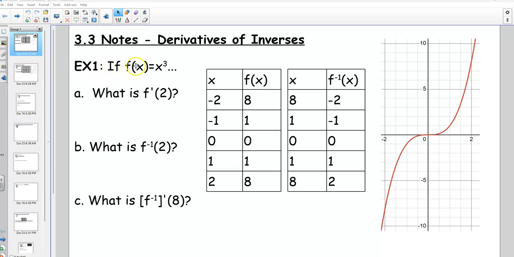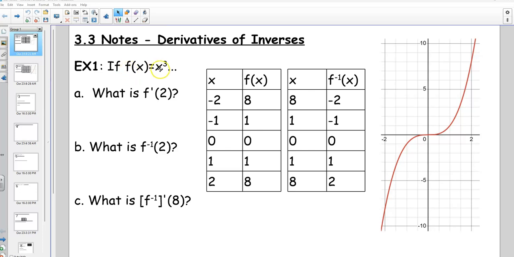Here we're going to start with f of x equals x to the third power. So I have given us a table for f of x. I've also given us the table for f inverse of x. I could have probably left this off because you just switch the x and y's, right? So sometimes you won't have that. Also gave us a graph.